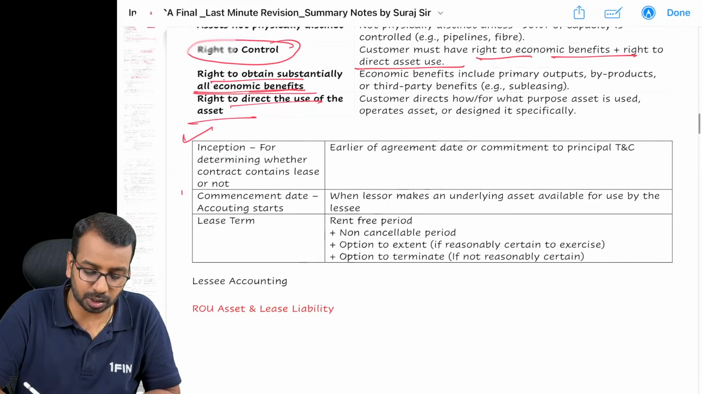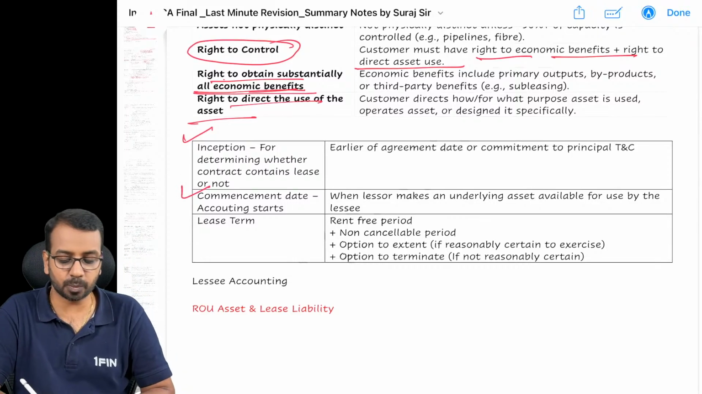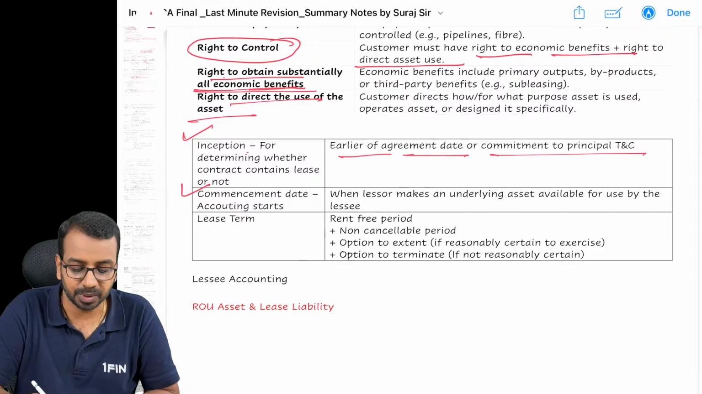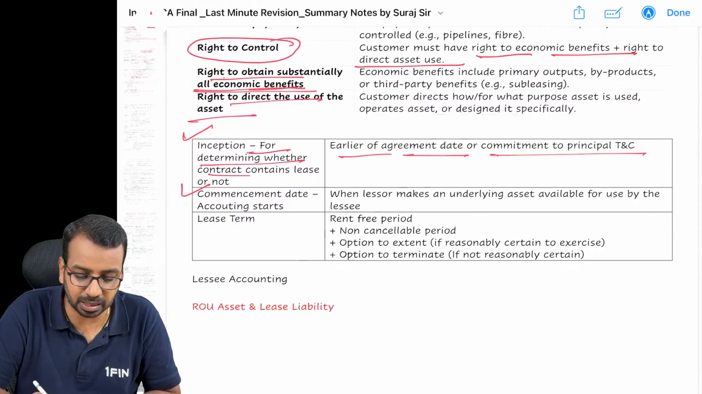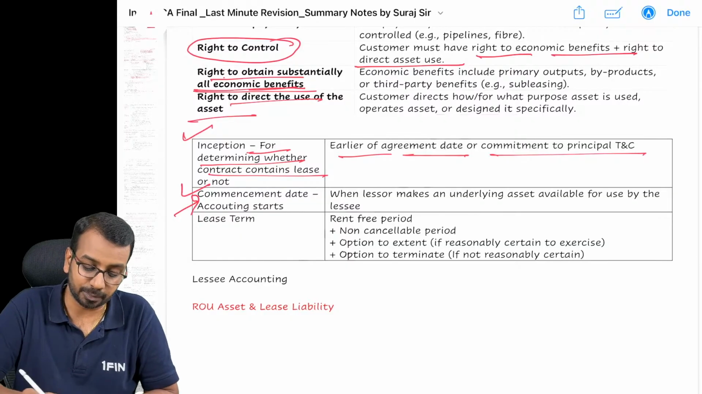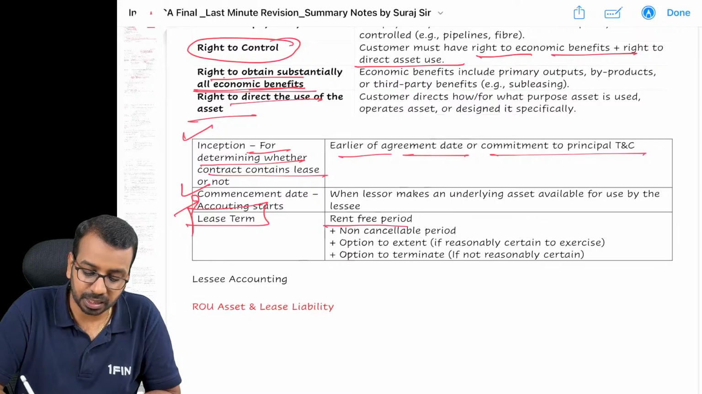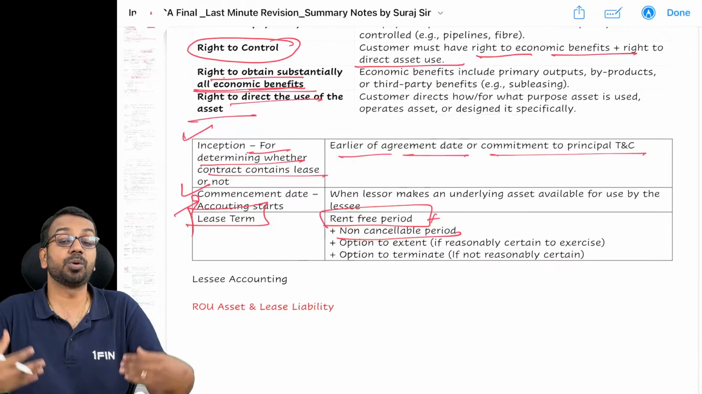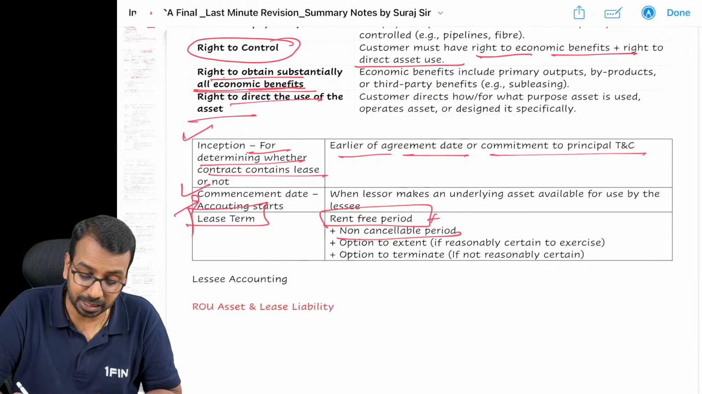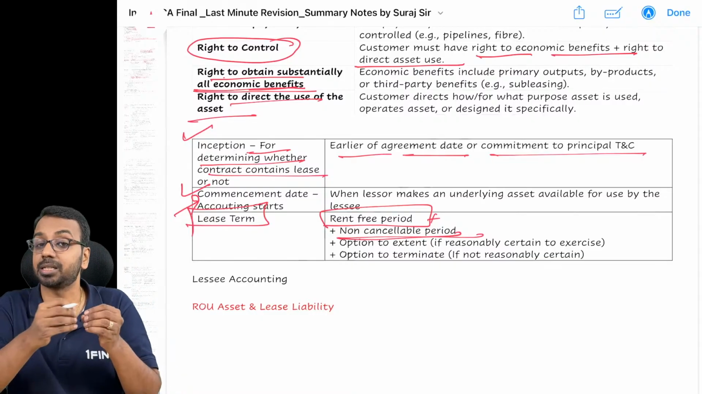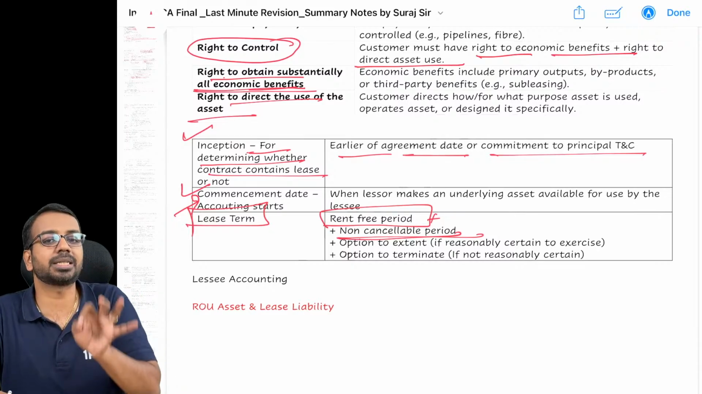There is one concept called inception, another one is called commencement. Inception is earlier of agreement date or commitment to principal terms and condition. This is important for determining whether the contract contains a lease or not. Accounting starts from the commencement date. Lease term includes rent-free period, includes non-cancelable period. Rent-free means if the lessor is not charging any rent, even that is included as a part of lease term. Then non-cancelable period, if there are any non-cancelable period as a part of the lease, that is included. Non-cancelable means both the parties cannot cancel.